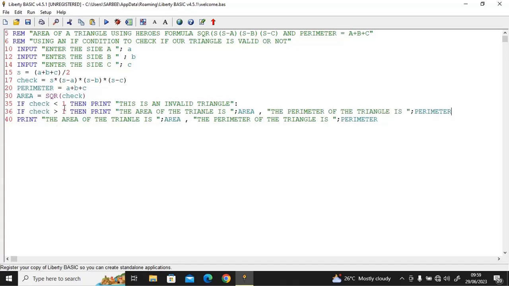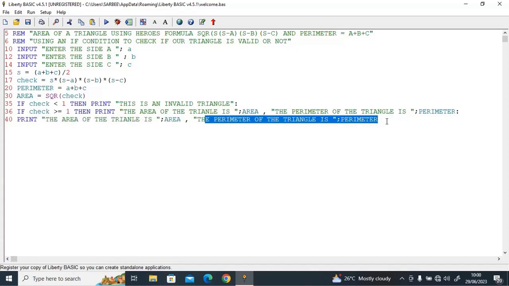So if the check is greater than or equal to 1, we cannot have a triangle that is equal to 1. If it's greater than or equal to 1, then you should print this. But there's another one again. Finish, terminate this statement. Then if, last one, if what is 0? If it's 0, it should be what? You can't have a triangle that has an area of 0. Is it possible? Not possible.